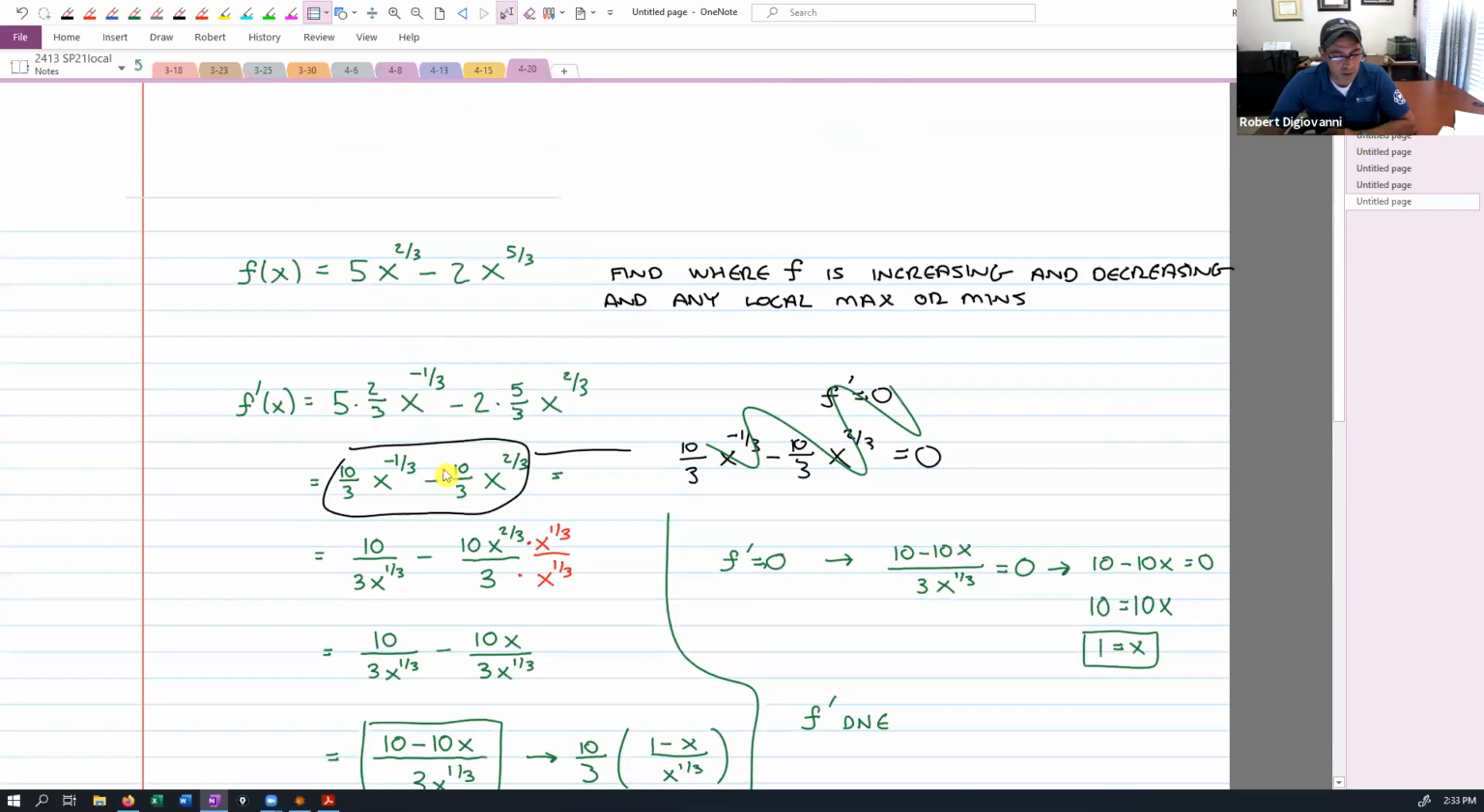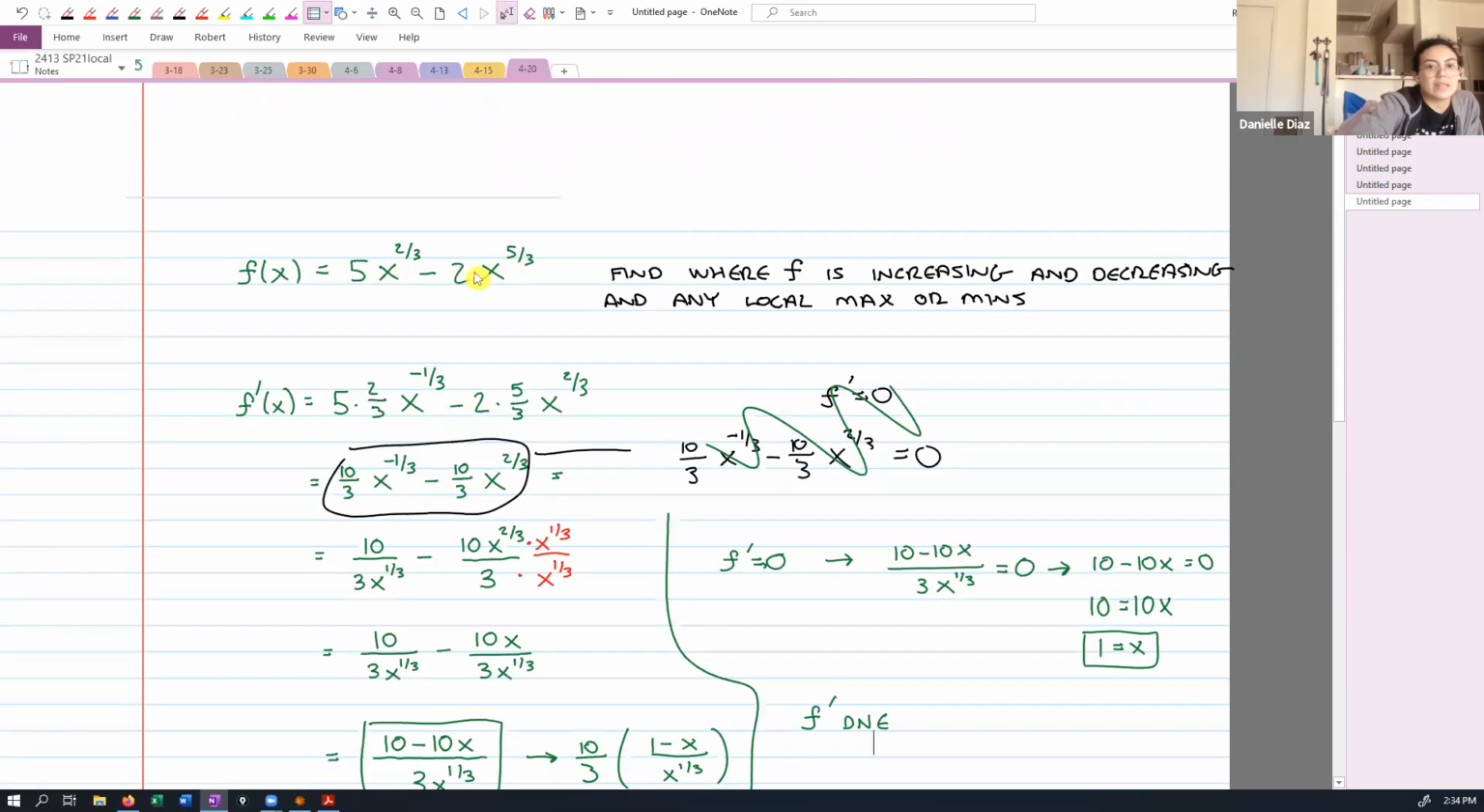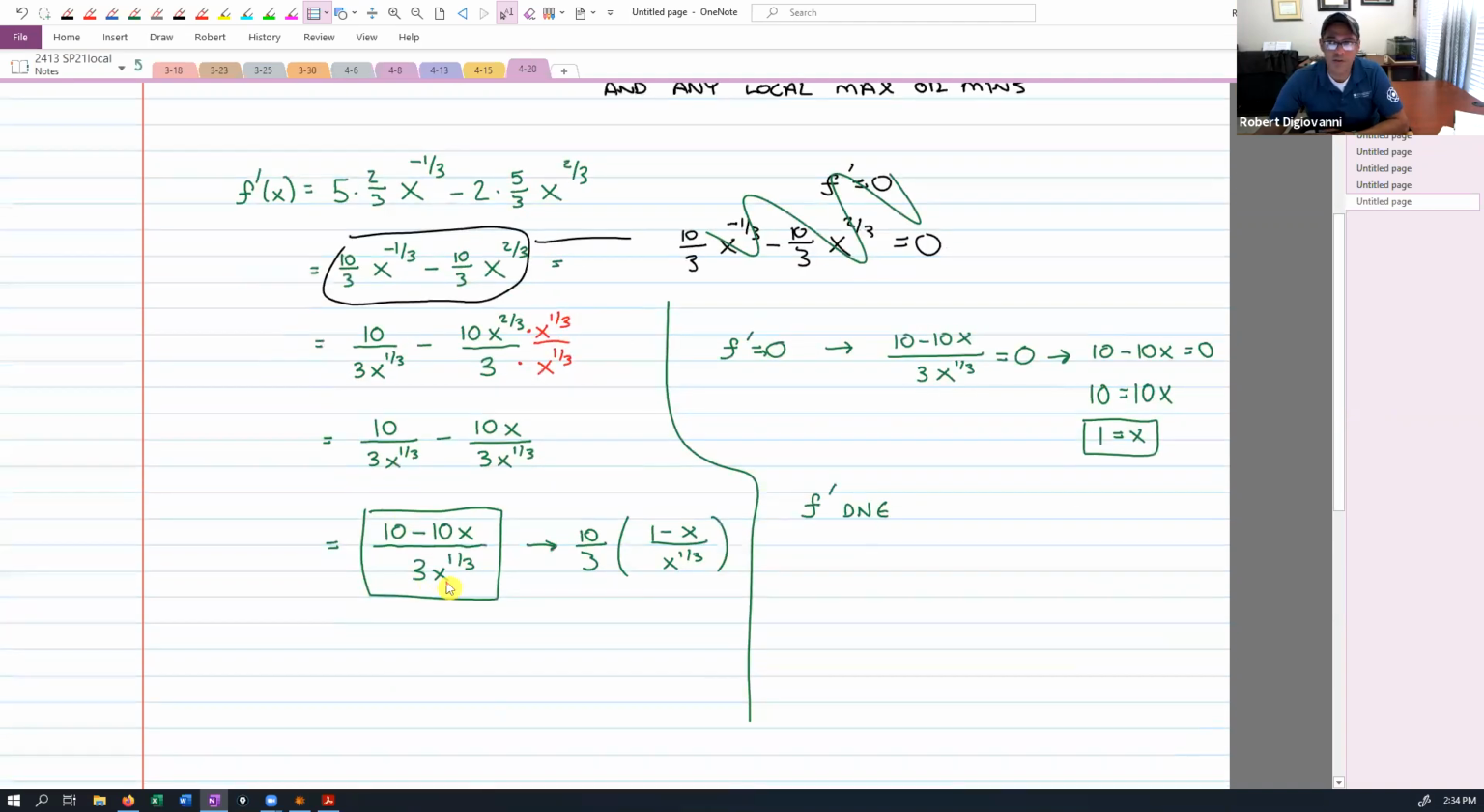Now, can you have 0 in the original function? Look at the original function. Can I plug 0 in here and 0 in here? Yeah, I mean, wouldn't it just give you 0 again? It wouldn't give you division by 0, right? It's just going to be 0 to the 2/3, 0 to the 5/3. That's just going to be 0. So you can plug 0 into the original function, but you cannot plug 0 into the derivative. And that's a problem. So x equals 0 is a second critical number because of the denominator.